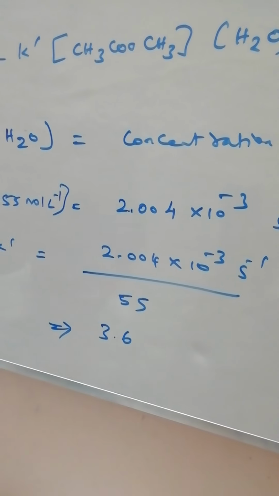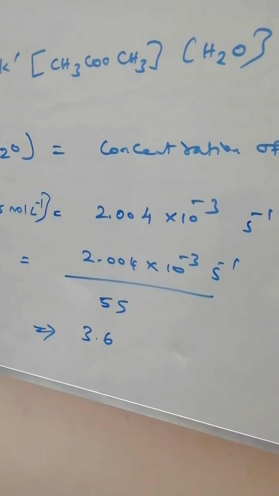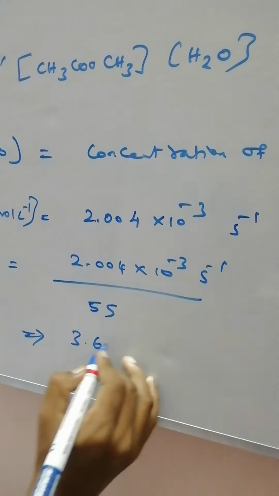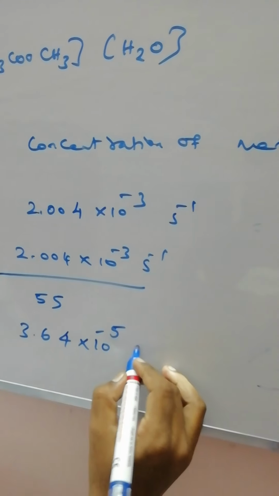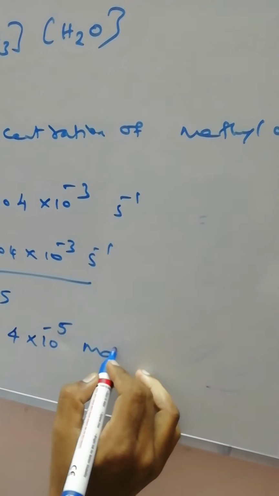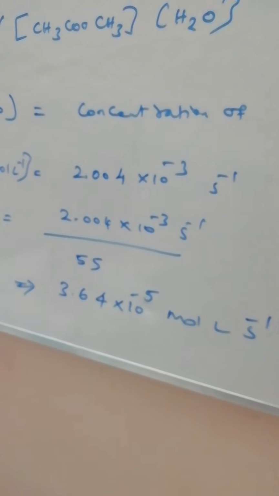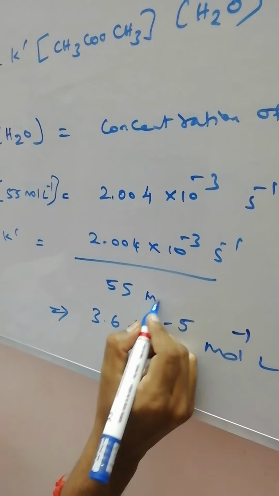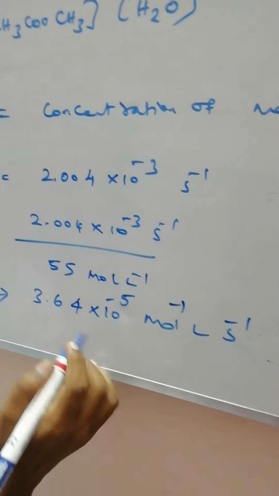3.64 into 10 to the power minus 5 mole inverse liter second inverse. Because the mole per liter goes to the numerator, it becomes mole inverse liter second inverse.